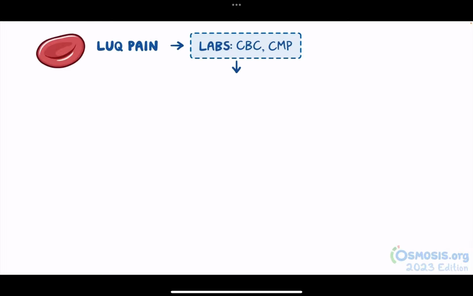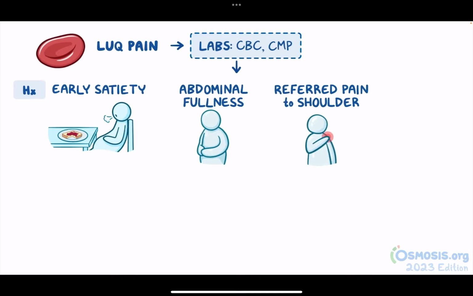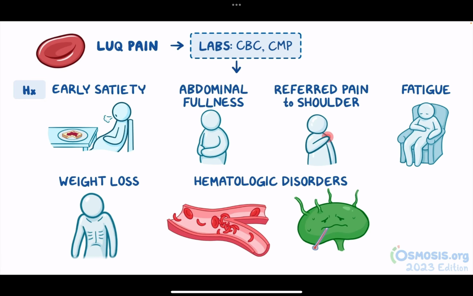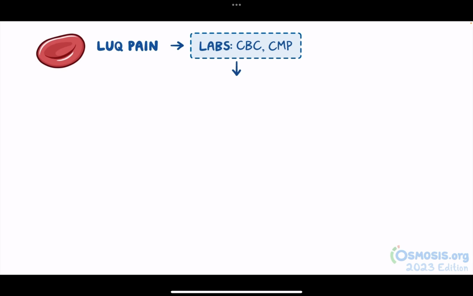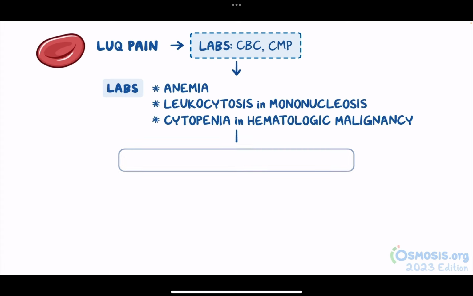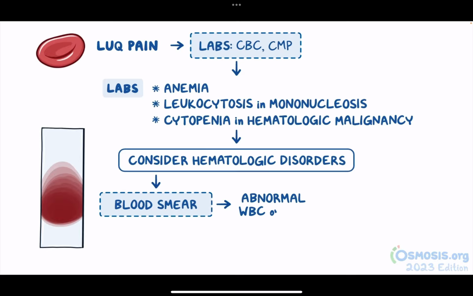All right, let's take a step back and talk about hematologic disorders that can cause left upper quadrant pain. These patients might also report early satiety, abdominal fullness, and referred pain to the shoulder. Additionally, they might report fatigue, weight loss, or have a history of hematologic disorders like sickle cell anemia or lymphoma. In this case, labs might show anemia, leukocytosis and mononucleosis, or cytopenia and hematologic malignancy. If you see these findings, consider hematologic disorders and get a blood smear. Any abnormal white blood cells or red blood cells on the smear should point to a hematologic disorder.